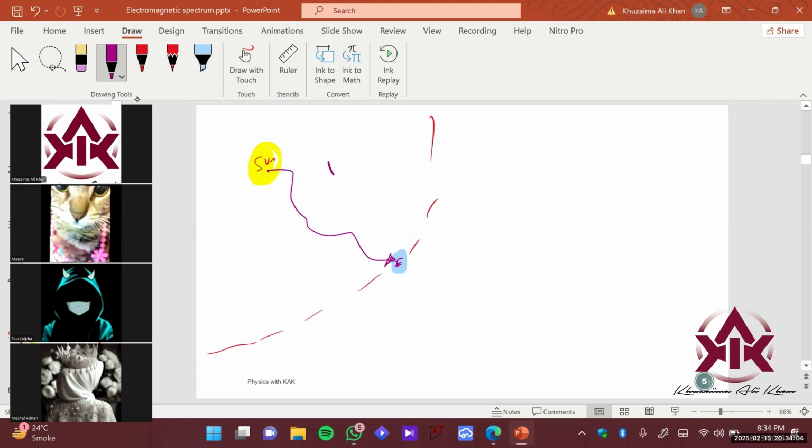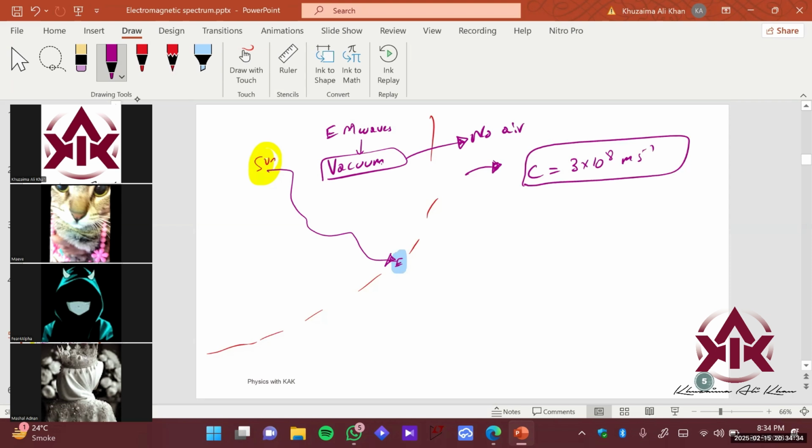And in space we have vacuum, right? So this is the specialty of light waves. Basically, all the electromagnetic waves travel through space. They can travel through vacuum. In vacuum, we have no air. So all the electromagnetic waves in vacuum travel at the speed of light, that is 3 exponent 8 meters per second, right? And from experiments, the scientists have also found out the speed of EM waves in Earth also.